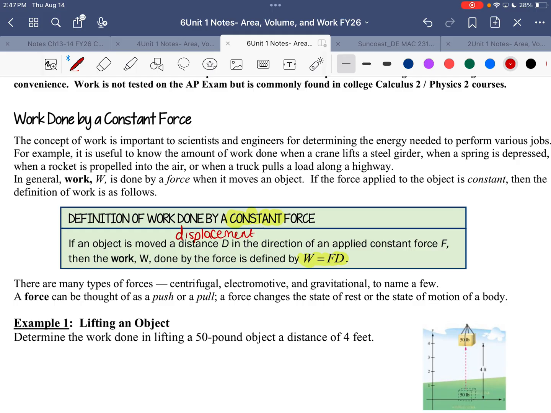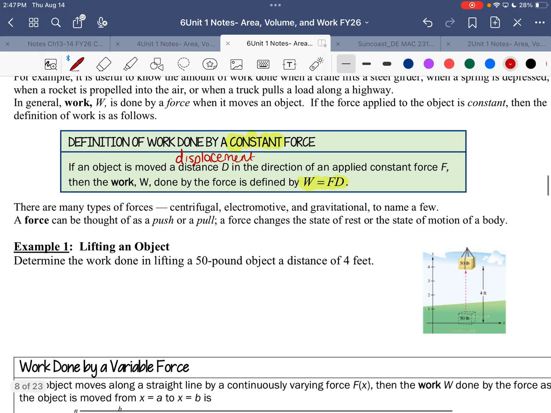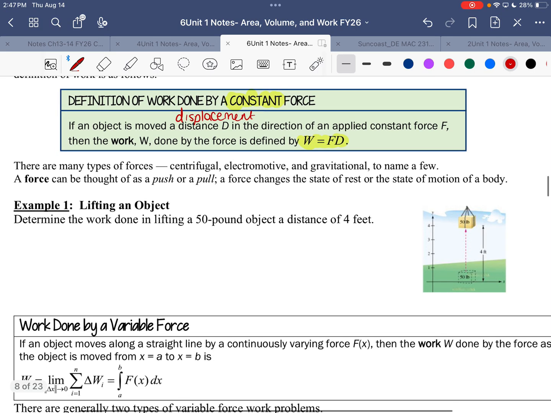There are many types of forces: gravitational force, electromotive force, centrifugal force, and so forth. Force can be thought of as a push or a pull. You might be moving something from a state of rest to a state of motion. Right now, this object is a 50-pound object, and its force is constantly 50 pounds. We're displacing it 4 feet. It could be 4 feet high. It really should have been a horizontal picture, but we're just displacing it 4 feet.